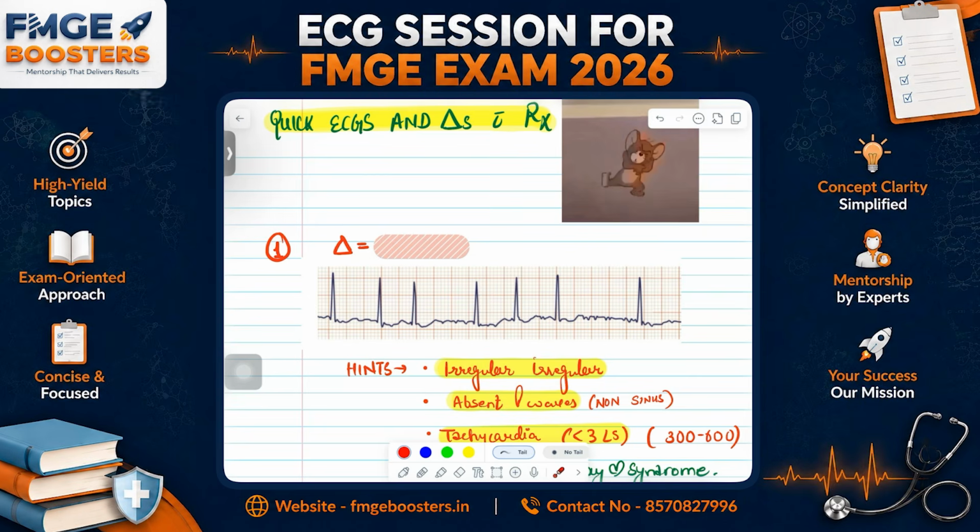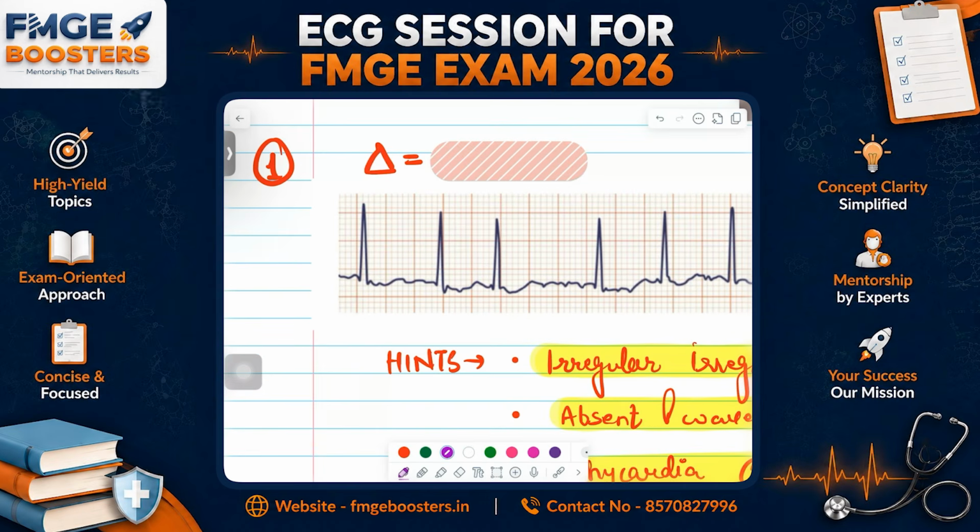What is it? Do you see P waves? The P wave is absent here. We can't see the P wave, right? P wave absent means this is non-sinus. First concept clear. Second thing, is it regular or irregular? 1, 2, 3. 1, 2, 1, 2, 3. This is irregular, right? And the third thing, heart rate. Is it tachycardia or bradycardia? Of course, it looks like tachycardia.